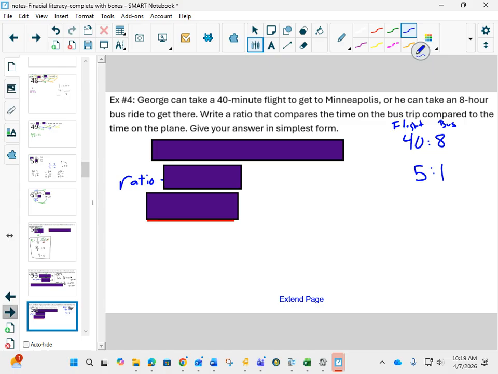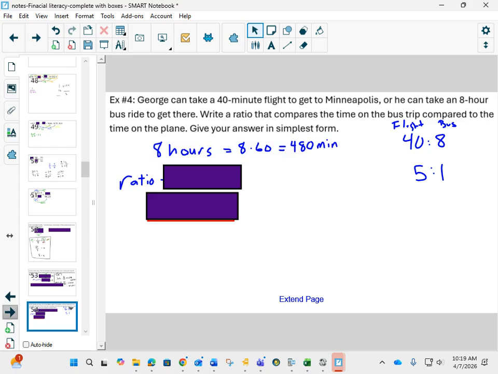Is it because it's minutes and hours? Because it's minutes and hours, right? If you take out the units, this is saying that the flight takes 5 times longer than the bus ride. Then he's like, oh, he should take the bus ride. Yeah, he's gonna get there so much faster. No, we have to deal with the same unit. So either we have to change the hours to minutes or change the minutes to hours.